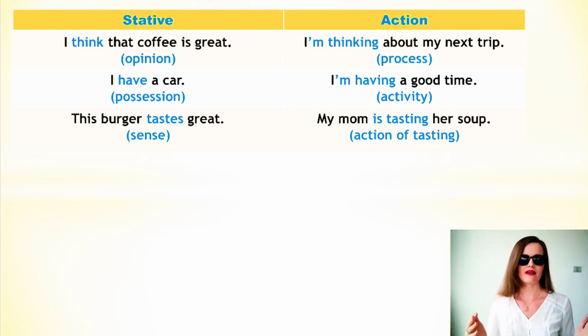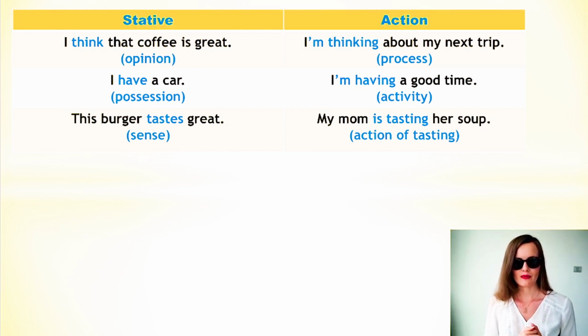I have a car. It's a stative verb, right? What does it show? Yes, it shows a possession. It shows that you own a car. You have a car. I have a car, right? It belongs to me. It shows the possession. That's why it's a stative verb.